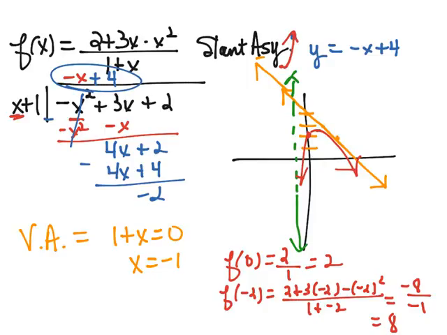And so this branch of our graph is going to look like that. And we have this rational function graphed.